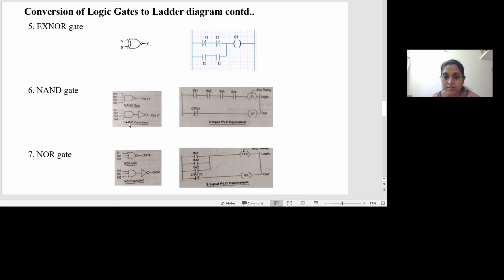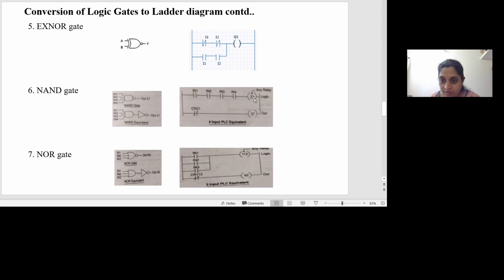Four inputs are represented as four contacts in series. So you can see here IN1, 2, 3 and 4. These are the four inputs of the AND gate and they are connected in series. And here 21 is the output, and it is an intermediate output. It is not the final output Y.